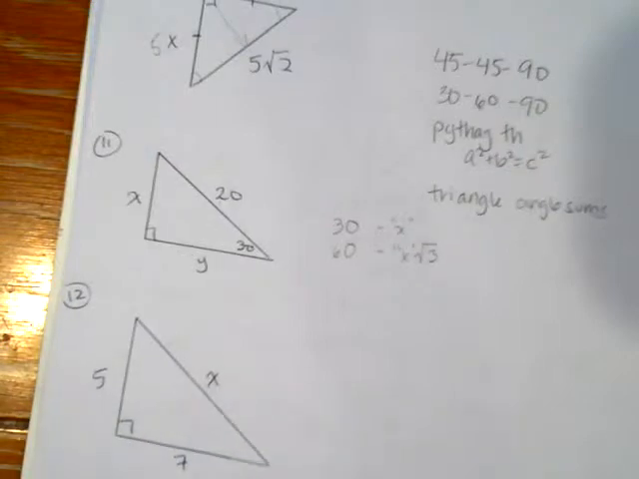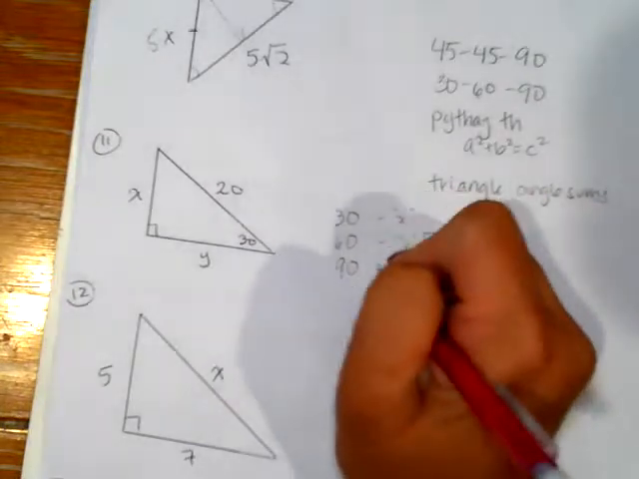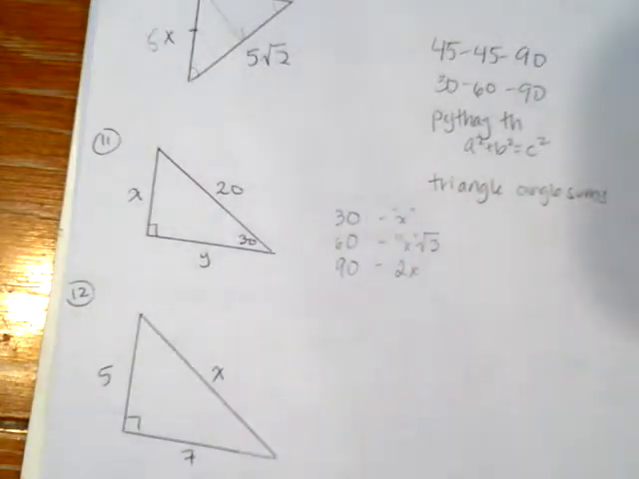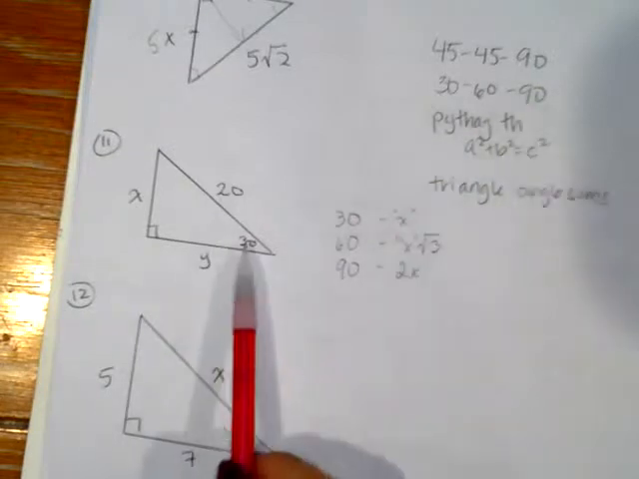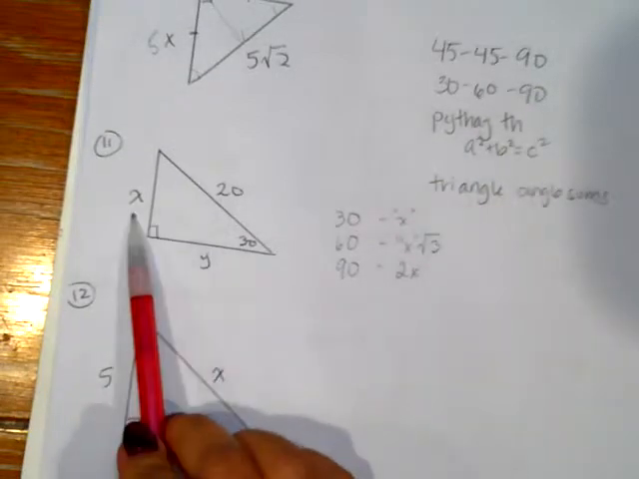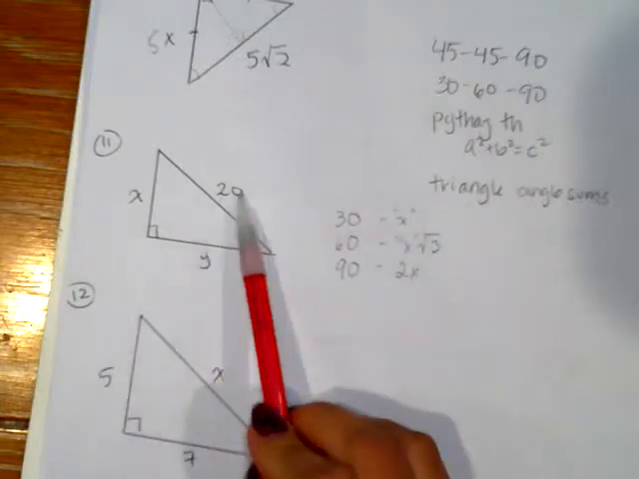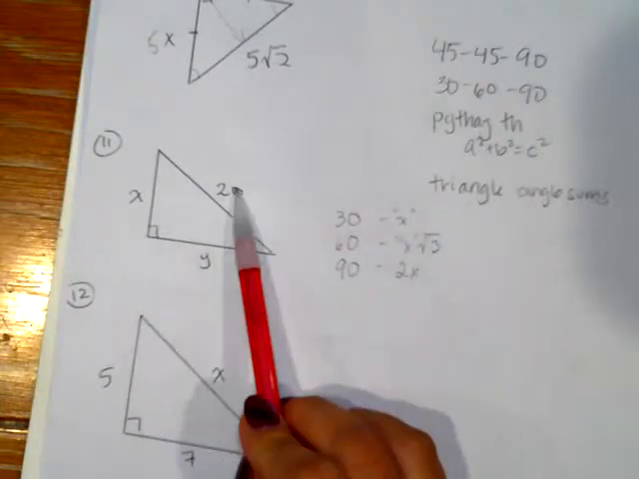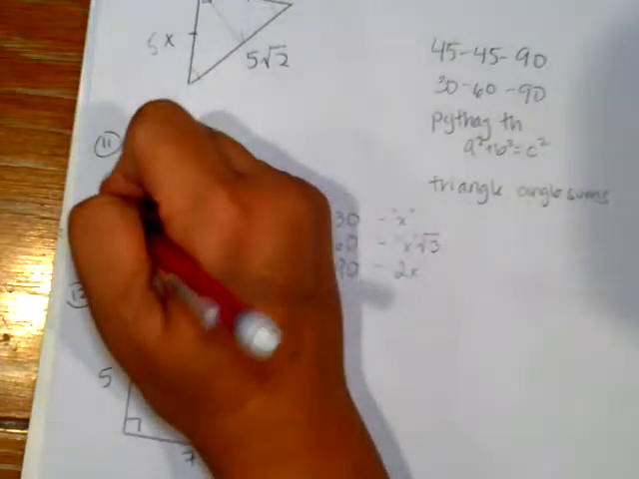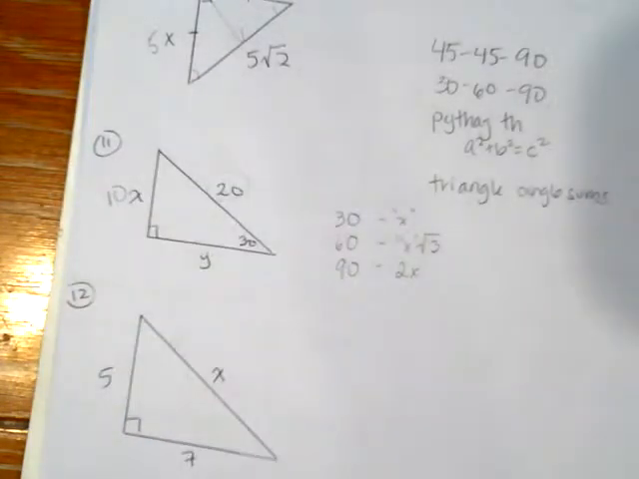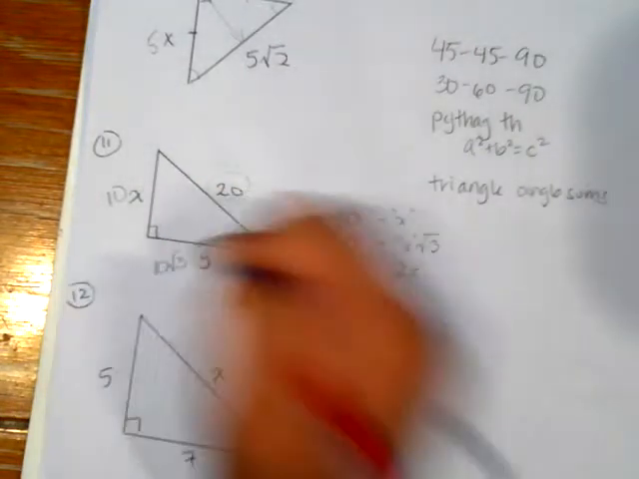How's that? All right. And then opposite the 90 is 2x. So we have opposite the 30 is the smallest one. Opposite the 90, so your hypotenuse, is 2 times this. So if this is 20, then this guy is 10. And then this guy right here is going to be 10 rad 3.